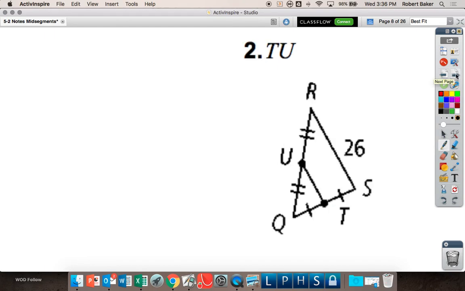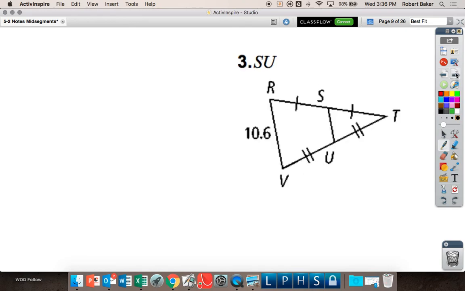How long is the mid-segment, TU? 13. Yeah. And so we went the opposite way in this scenario. We divide the third side by 2 to get to the length of the mid-segment. So did I lie when I said it was going to be an easy thing? Right? Let's just celebrate the ease. What is the length of the mid-segment? How are you getting there? Divide the third side by 2, so 10.6 divided by 2 is 5.3. Yay.